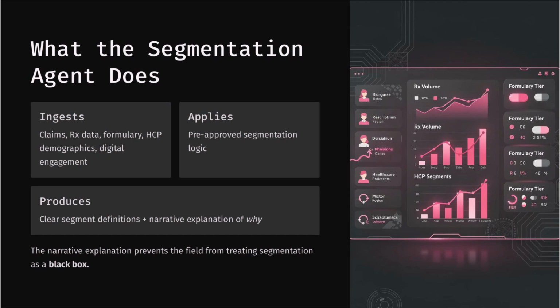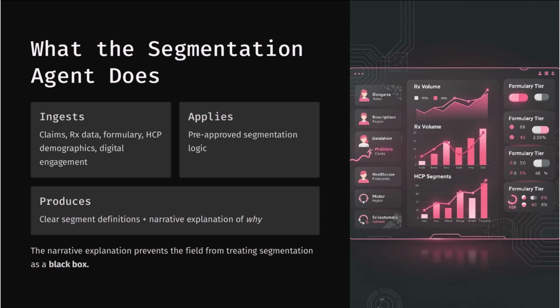It ingests approved data sources such as claims, feeds, prescription data, formulary status, HCP demographics, call activity, digital engagement, and local access constraints. Then it applies a predefined segmentation logic that the business has already approved. It produces segments with clear definitions like high potential but low adoption, or high access barriers with strong clinical fit, or stable adopters with low engagement.